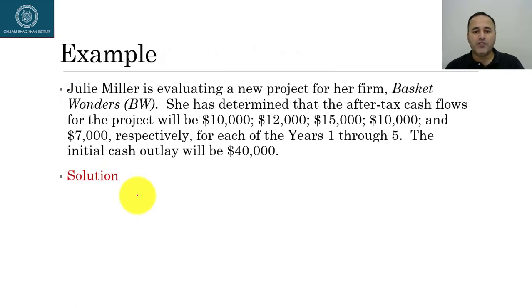So Julie Miller, same example, is evaluating a new project for her firm, Basket Wonders. She has determined that the after-tax cash flows for the project will be $10,000, $12,000, $15,000, $10,000, $7,000, respectively for each year, 1 through 5. And the initial cash outlay will be $40,000.